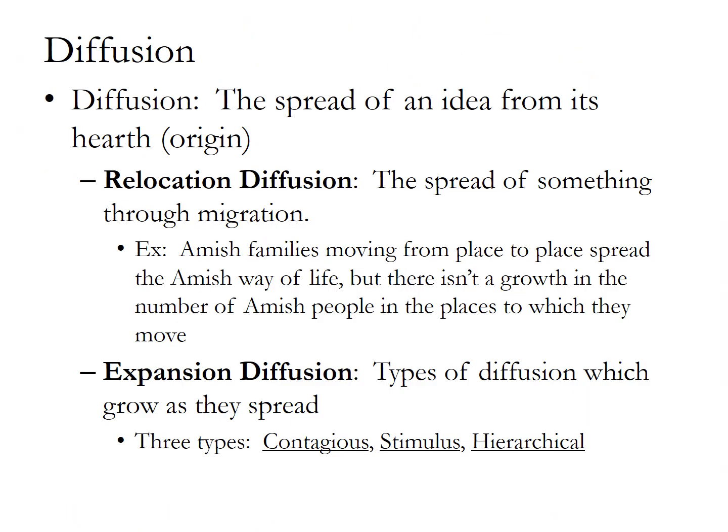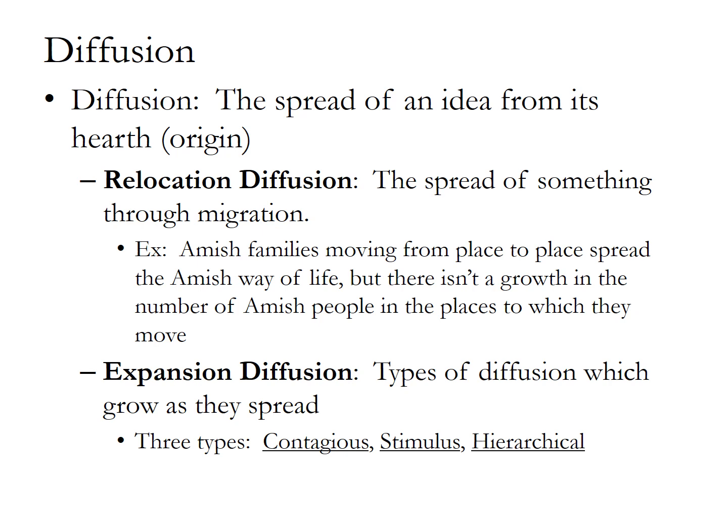All right, and then we get to diffusion. There are two types of diffusion: relocation diffusion and expansion diffusion. Let's start off with relocation diffusion and keep it easy. Relocation diffusion is the spread of something through migration, literally people getting up and moving to a new place and bringing that thing with them. Right? While with expansion diffusion, the people don't necessarily need to move with it. It's going to spread through different types of people. And the three types we have of that are contagious, stimulus, and hierarchical.